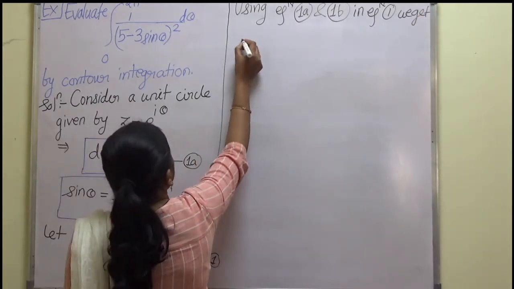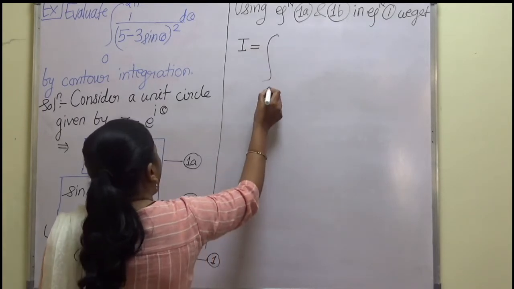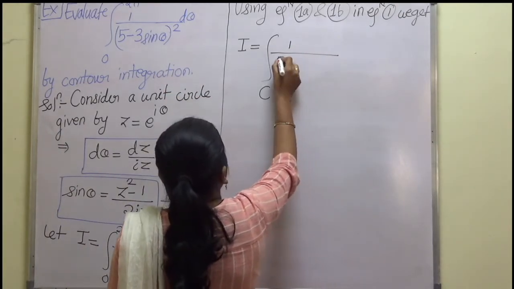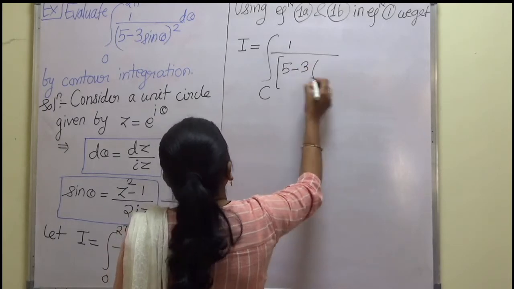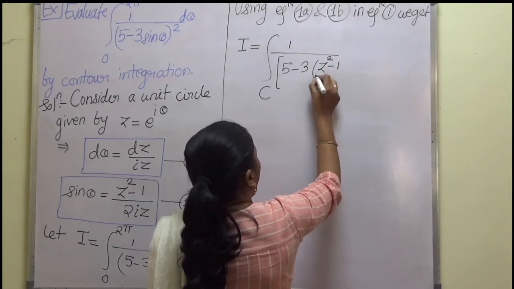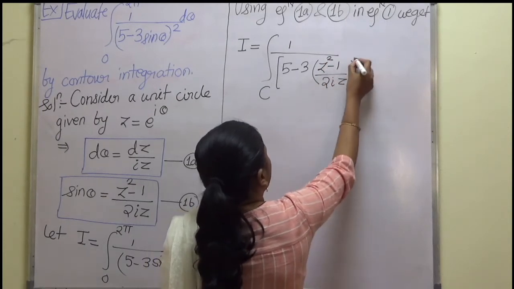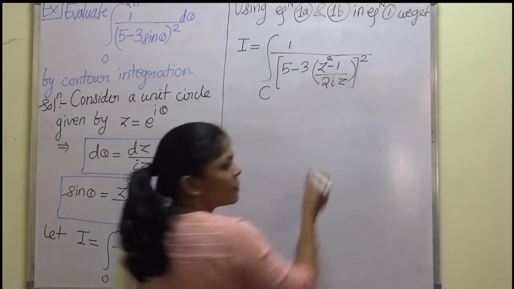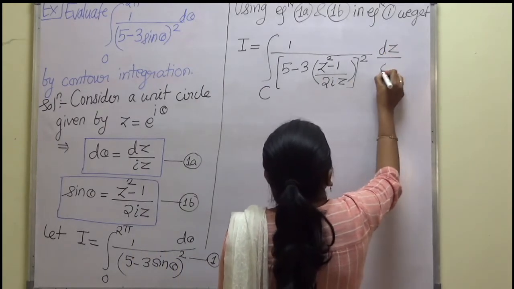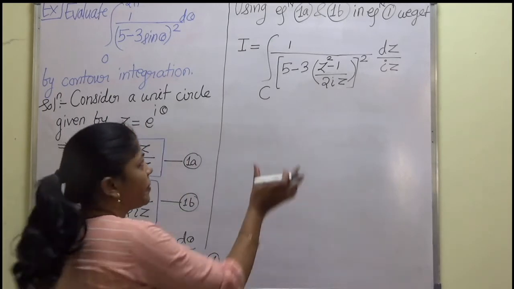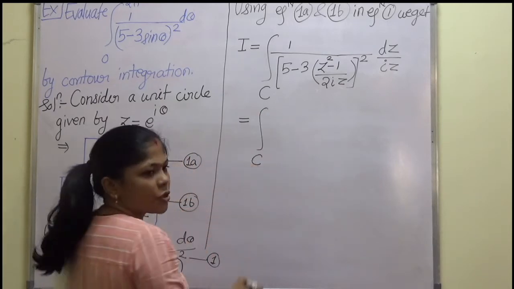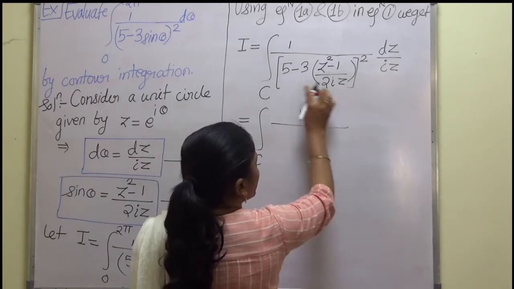From 1, I is equal to the integral from 0 to 2 pi, which will get replaced by integration over c, of 1 upon 5 minus 3 into sin theta, where sin theta is nothing but z square minus 1 upon 2iz. Square of this is there. Then d theta is dz by iz. Let us simplify this expression. So we will take the LCM. So what it becomes? Integration over c, 1 upon LCM is 2iz, multiplied with this.